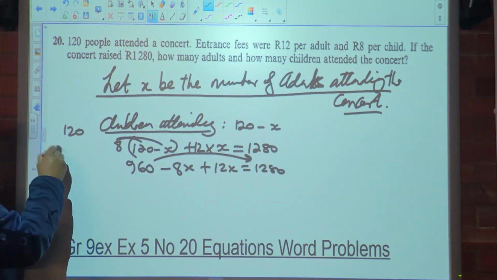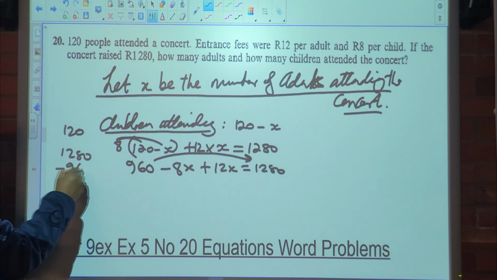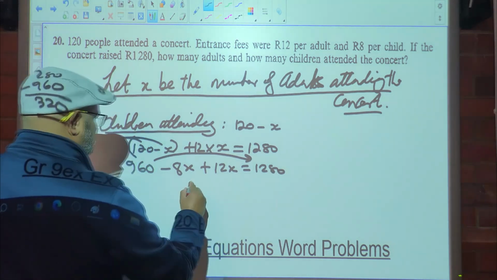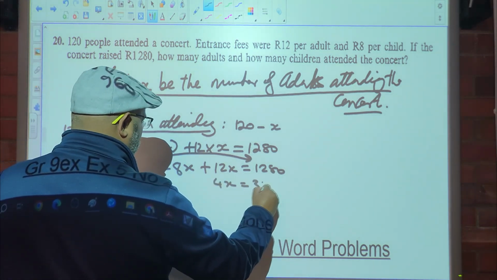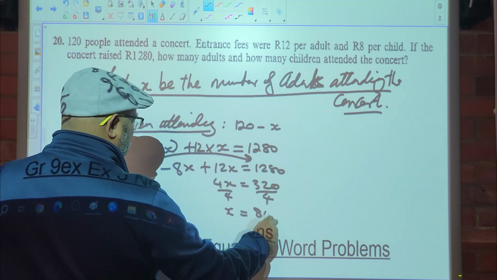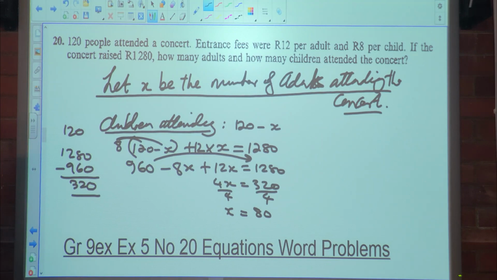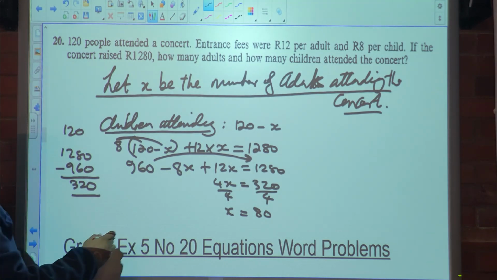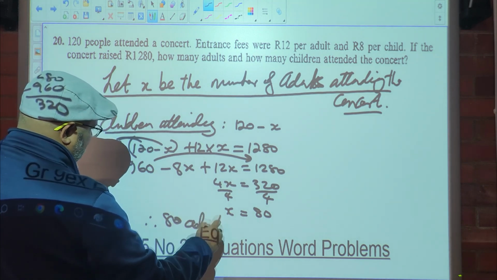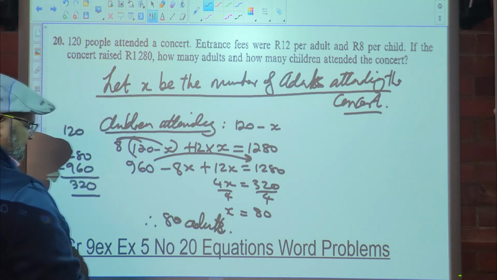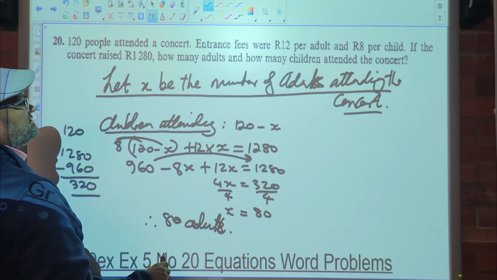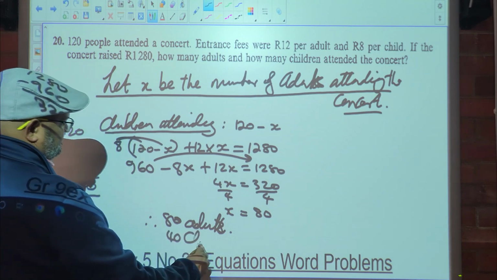It becomes 1,280 minus 960, which is 320. And 4x is equal to 320. Divided by 4 both sides, so x is equal to 80. What's the question? How many adults? So therefore, 80 adults and 120 minus 80, which is 40 children.